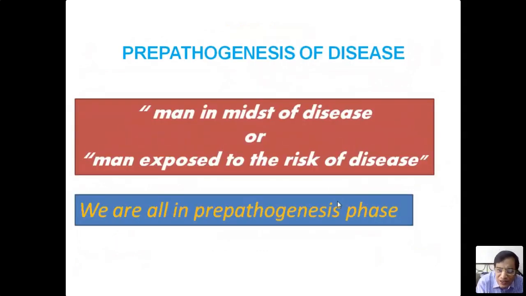Now, my viewers, disease has two states, the pre-pathogenic state and the pathogenic state. When the virus enters the living organism, then pathogenesis begins. After entry, there is a time called the incubation period or prodromal stage. Pathogenesis can be divided into two: the prodromal stage and the symptomatic stage. In the pre-pathogenic stage, we are in the midst of diseases, man exposed to the risk of diseases, environmental causes and his own causes. We are all in the pre-pathogenesis phase.